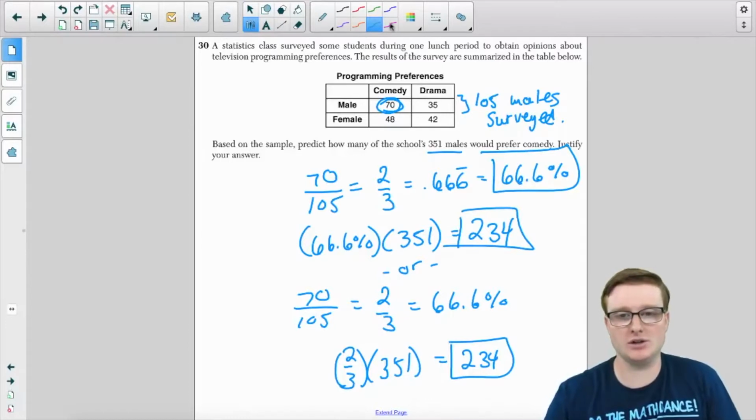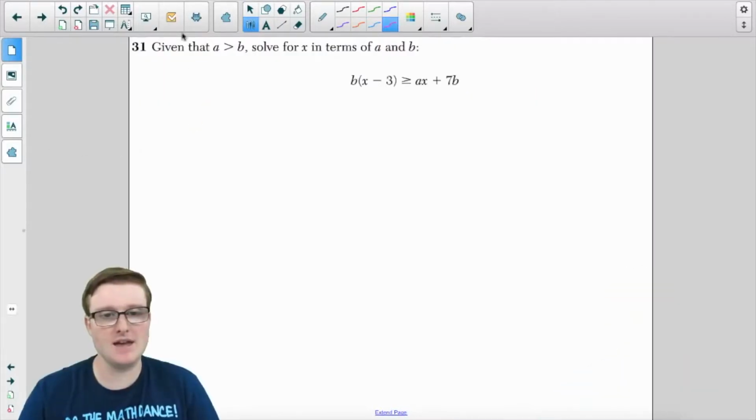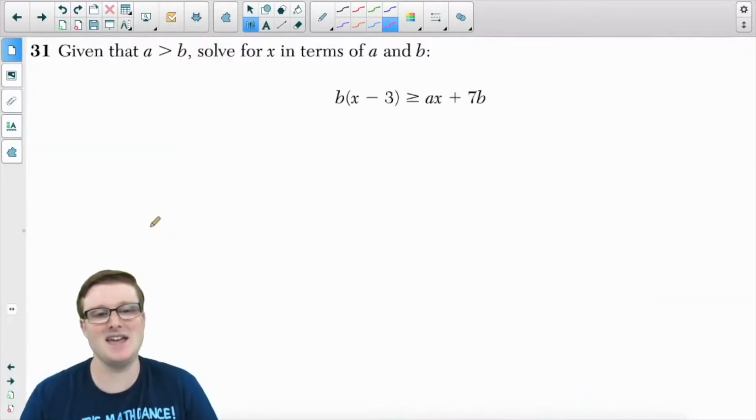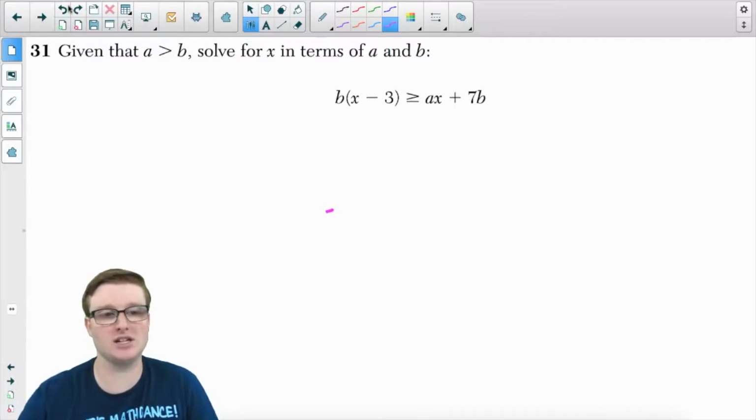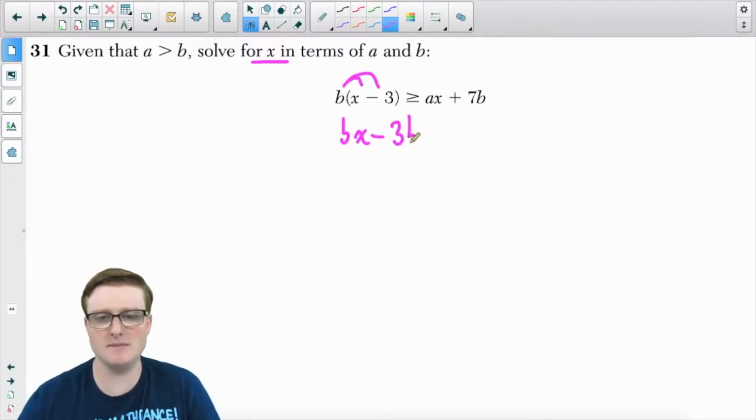All right, moving on to question 31. Given that A is greater than B, solve for X in terms of A and B. We're going to get back to that instruction in a second. So first and foremost, I just want you to solve for X. So I'm going to distribute. So we get bx minus 3b is greater than or equal to ax plus 7b.